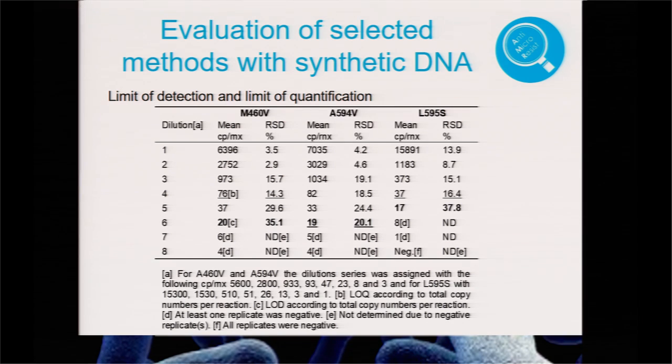And you can see that the methods have a limit of quantification. For example, for method M460V, the limit of quantification is between 70 and 80 copies per reaction, and the limit of detection is at 20 copies. If you look at the method A594V, then you can see that the limit of quantification and limit of detection are the same, around 20 copies.